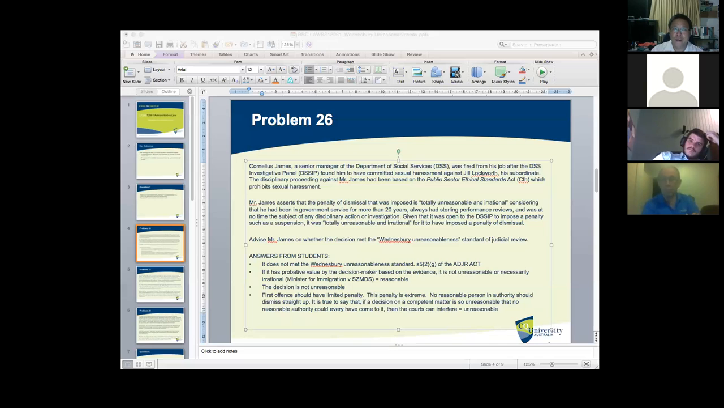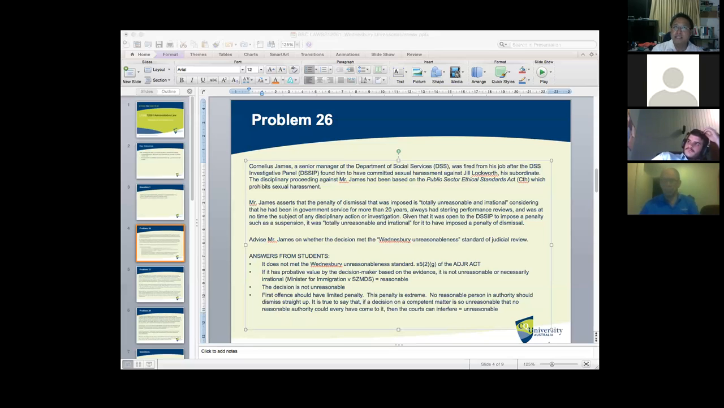So when we speak of Wednesbury unreasonableness, it's not the popular idea of what unreasonable means. It might be unreasonable to us, but that's not the legal point. The legal point is, does it meet the standard of Wednesbury unreasonableness? And when you speak of Wednesbury unreasonableness, we're always looking at, from the viewpoint of a sensible decision maker, can it be said that it is not open for him or her to arrive at any other decision?